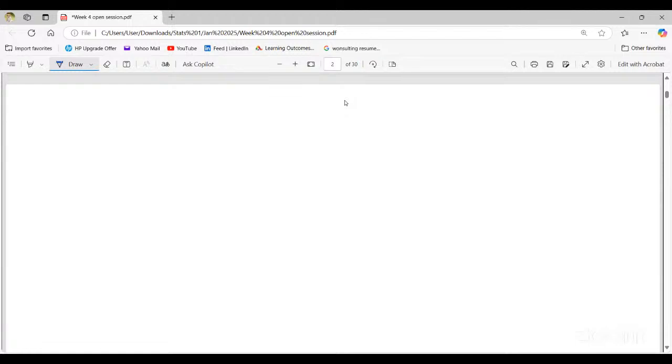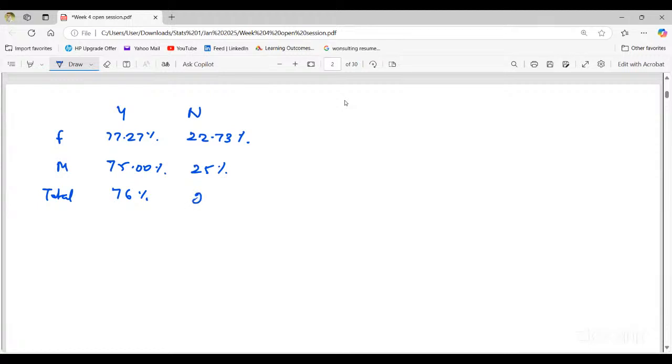Let me make a table here. Okay, so this is female, male, yes, no. Here I'm writing a row relative frequency in percentage form. So it would be 77.27%, this is 75.00%, and this is the total, 76%. Then this is 22.73%, this is 25%, and this is 20%.